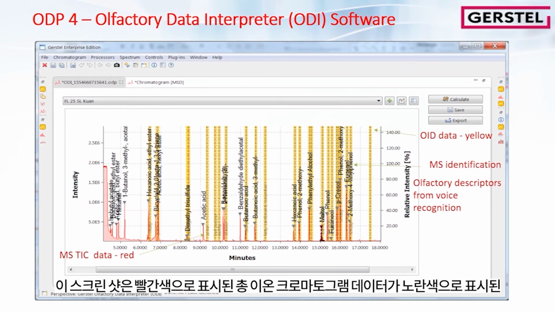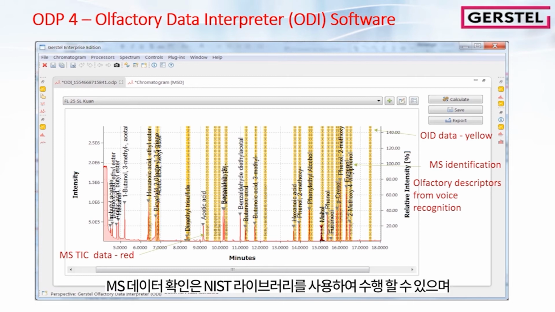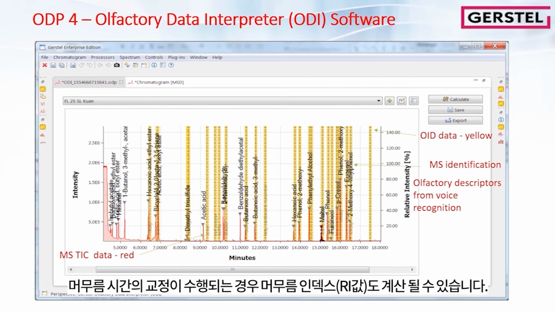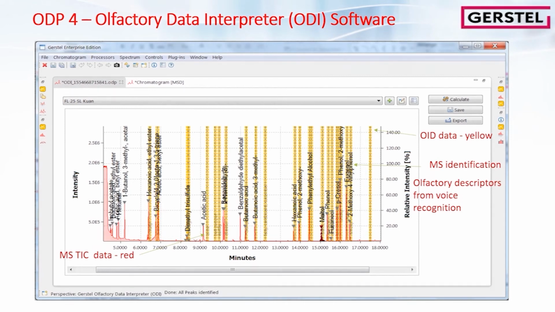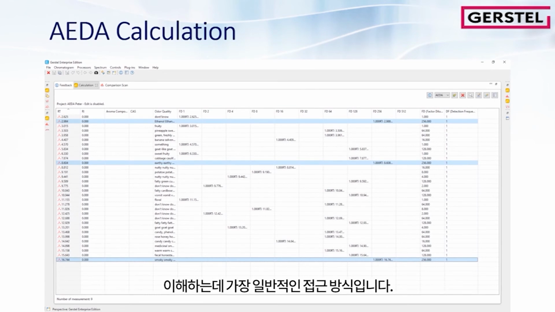This screenshot shows how the total ion chromatogram data in red is overlapped with the compound intensity data in yellow and the text annotation obtained from the speech-to-text feature. Identification of MS data can be performed using the NIST library, and retention indices can also be calculated if retention time calibration is performed. AEDA, the most common approach to understand what the key aroma compounds are in your natural sample or in a competitor's product.